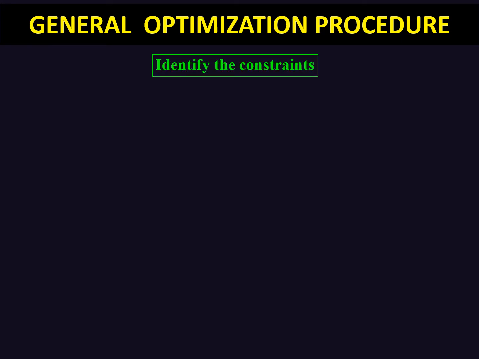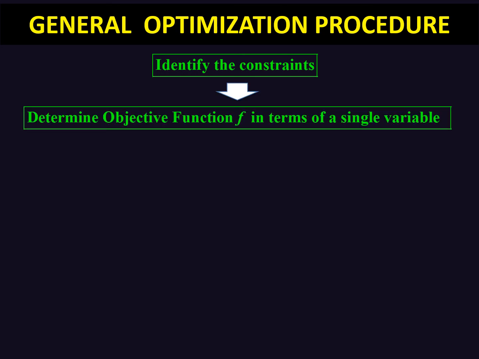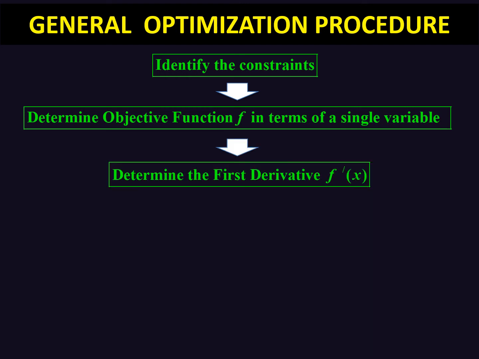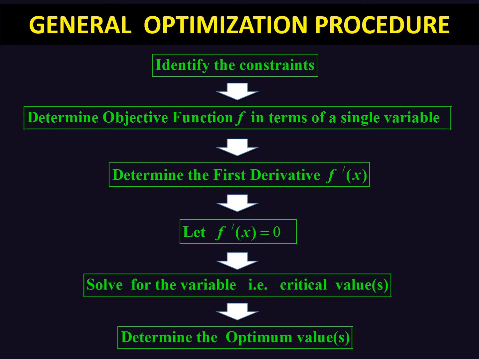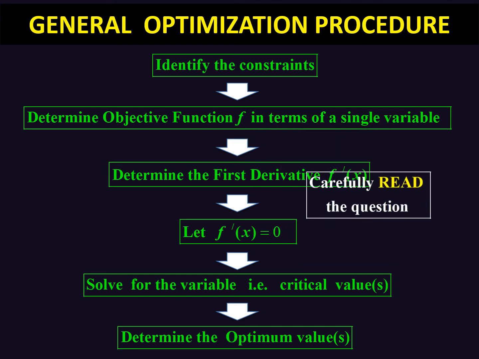Read your question and identify what is given, what the constraints are. Then you have to determine an objective function, and it's essential that the objective function utilize only a single variable. Then determine the first derivative like before. Then you equate it to 0. You get an equation, and then you can solve the equation. That will give you your critical values. You read your question, and you can use that to determine the optimum value or values.